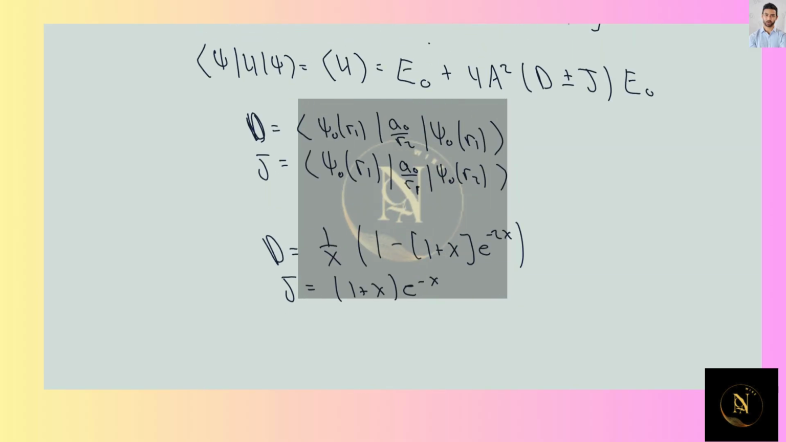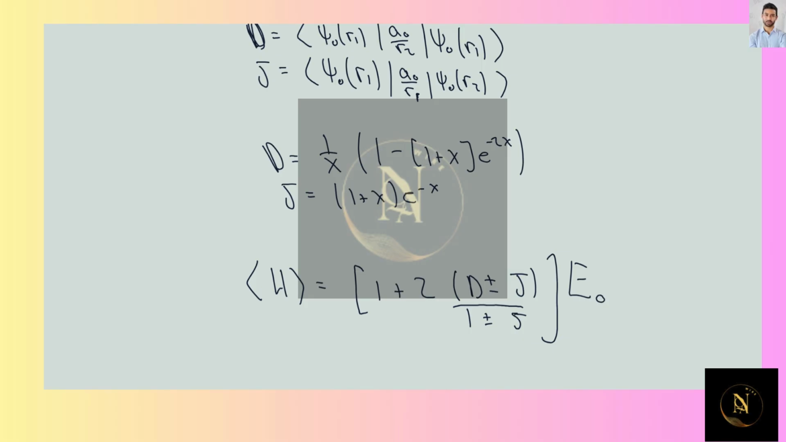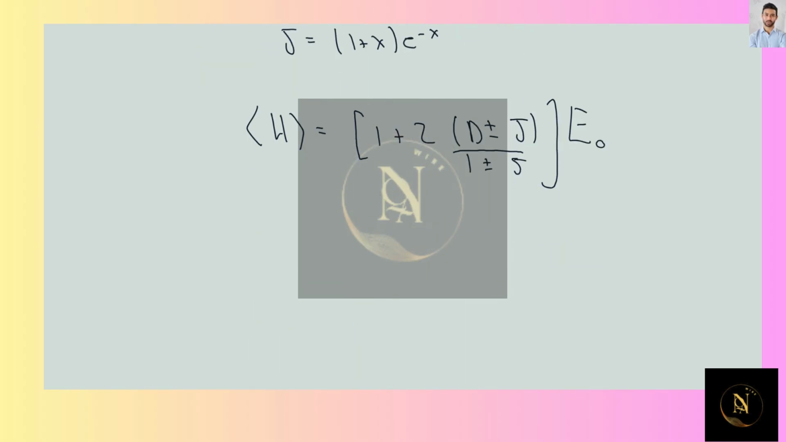And with this, we can finally write down our final energy in terms of these results. The final energy for our Hamiltonian is going to be 1 plus 2 times the value for D, plus or minus the value for J, divided by 1 plus or minus the value for S, which is the overlap. All of this multiplied by E0, which is the hydrogen atom energy. And with that, it would be all. This is our final result.